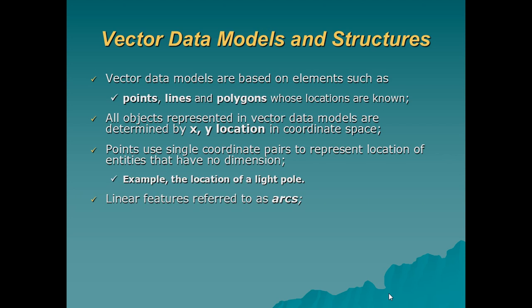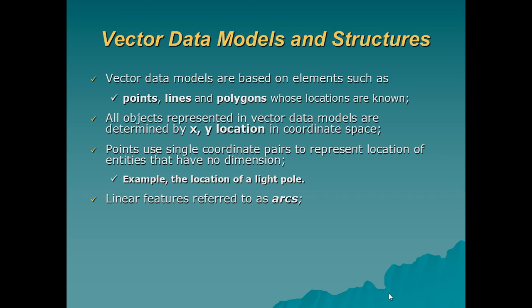Alright, let's look a little bit at vector data models and structures. So we would always again start off by reminding ourselves what that data model looks like. So we're talking about vector. We know that our vector data models are based on elements that are represented in the form of points, lines, or polygons. Remember, those polygons are our area features whose locations are known.